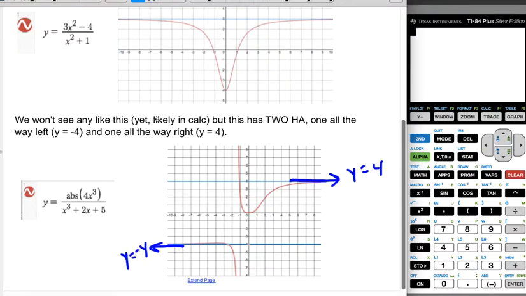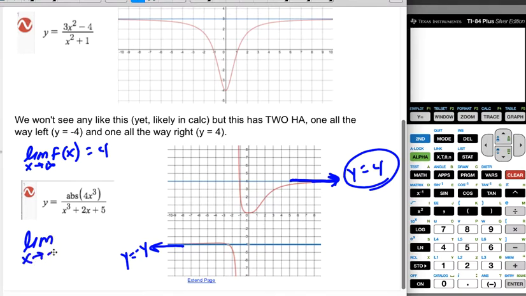If we were talking fancy math notation, the limit as x approaches infinity, meaning all the way to the right, of this function f of x is 4, because as you go all the way to the right, it behaves like y equals 4. And the limit as x approaches negative infinity, meaning all the way to the left, of this function, well, it behaves like negative 4. That would be the fancy math notation that you don't have to know yet, but we're going to address when you get to calculus next year.